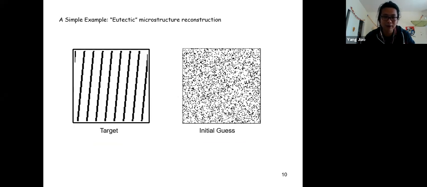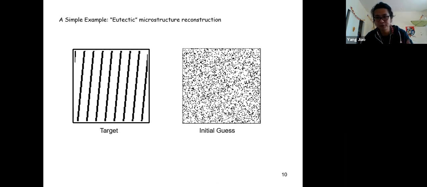And here I'll give you an example. Again, this is a very toy problem, but at least on this problem you see uniqueness. On the left, we show the target microstructure. It's a very typical eutectic microstructure you get from a solid-to-solid phase transformation in many binary alloys. And the right one is where we start with a random initial configuration. You can see that the black and white phases are just randomly distributed.